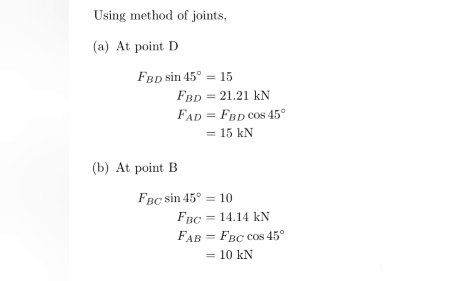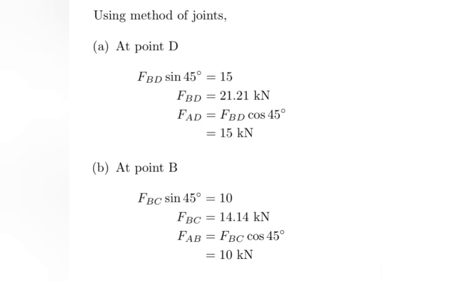That sine 45 component should be equal to the horizontal reaction of 50 kilonewton, right? Because that's the only reaction force acting in the horizontal direction. So of course this component should also be equal to that 50 kilonewton in order to be in equilibrium. So FBD sine 45 should be equal to 15 kilonewton. So FBD is 21.21 kilonewton.